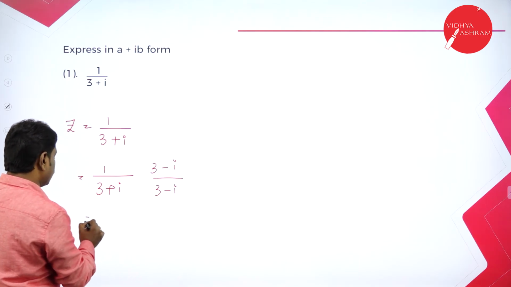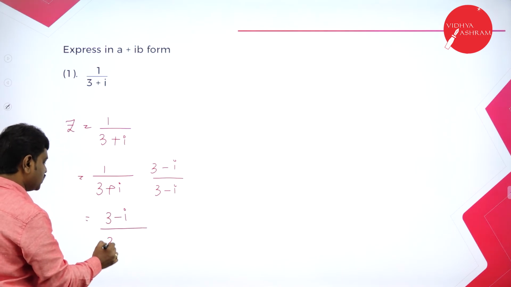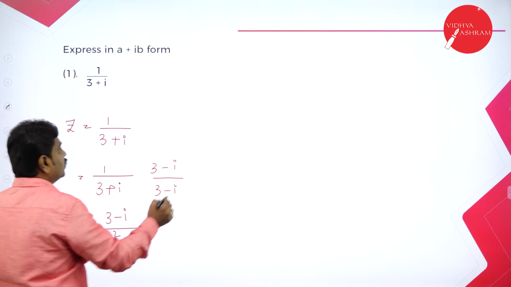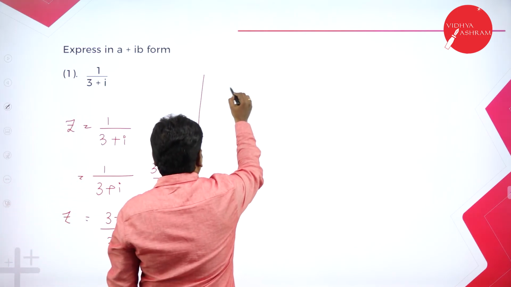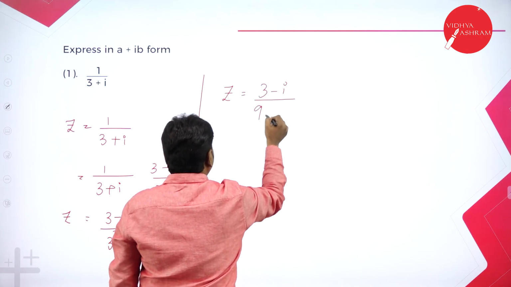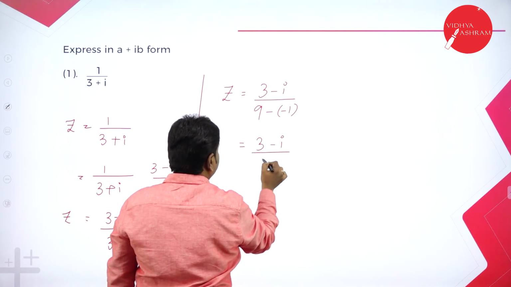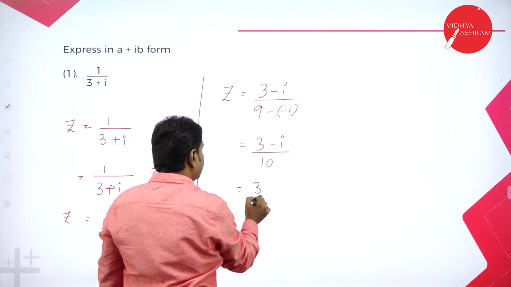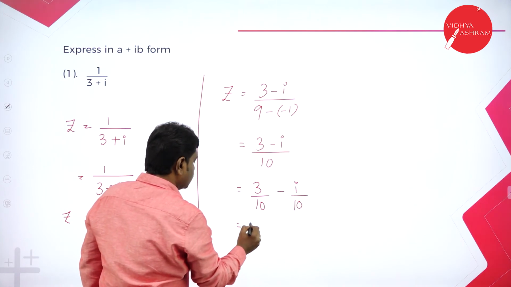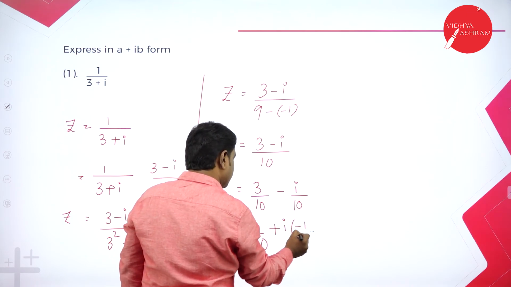So if you multiply, 1 into 3 minus i is 3 minus i. Denominator: a plus b into a minus b is a square minus b square. So now you got z value. Further simplify. So z becomes 3 minus i divided by a square is 9 minus minus 1. So it will become 3 minus i divided by 10. So that will become 3 by 10 minus i by 10. Or I can say 3 by 10 plus i into minus 1 by 10.